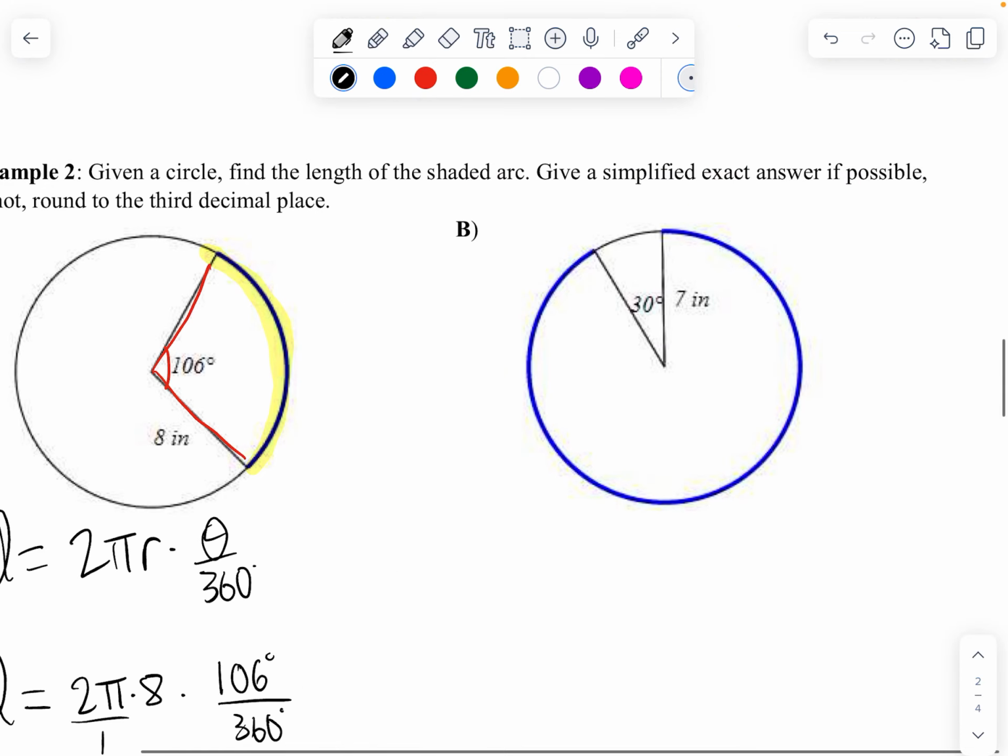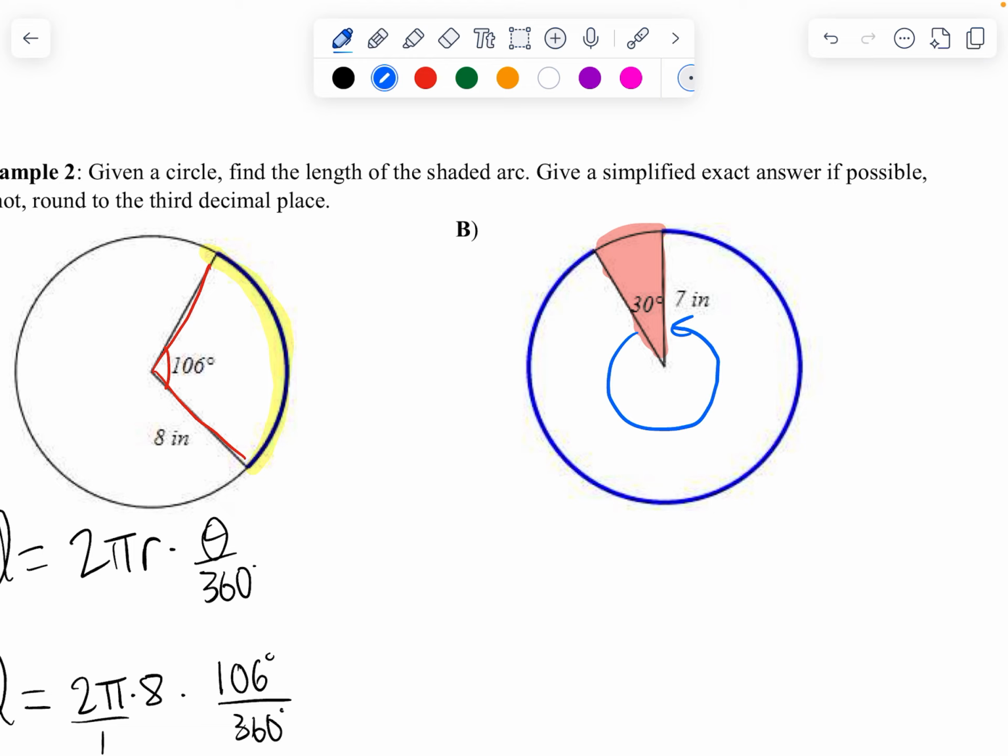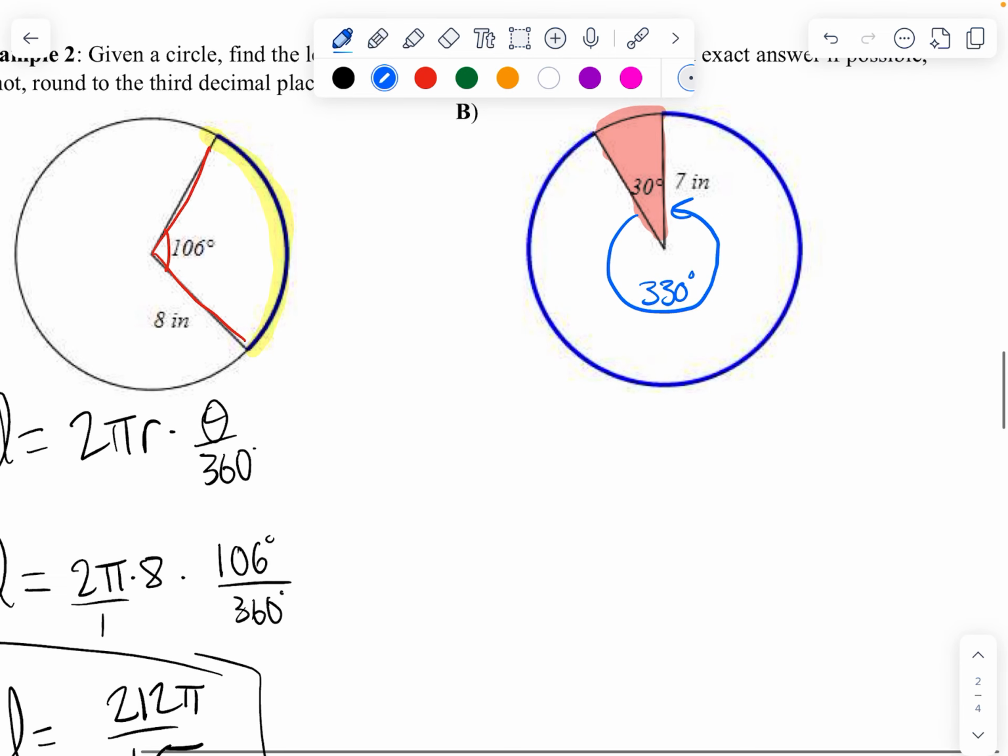Now this next one, similar idea. The difference is that you're looking for this entire edge here, but keep in mind the angle that you're given is actually for that arc right there. We could say, okay, so I know 30 degrees is that piece, which means what's the angle for all of the other stuff? Well, if you know 360 is the entire circle, then that means 360 minus 30, so 330 degrees is the remaining angle.